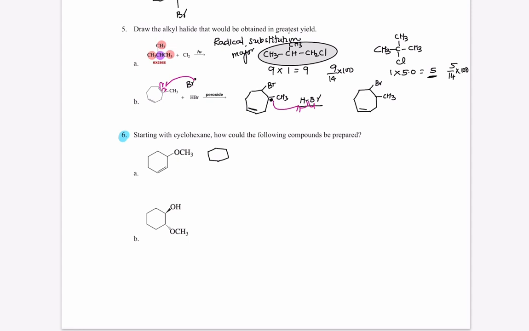But how are we going to put this halogen on this cyclohexane molecule? If you start with the cycloalkanes, or in general alkanes, the only reaction that you can do is radical substitution reaction. So let's do that. Let's do bromination here, and that's going to lead to the formation of bromocyclohexane. Once you get the bromocyclohexane, we know that we can do the elimination reaction on this.